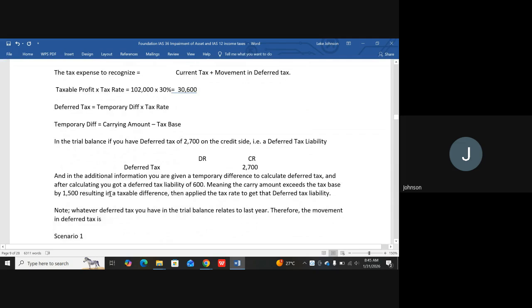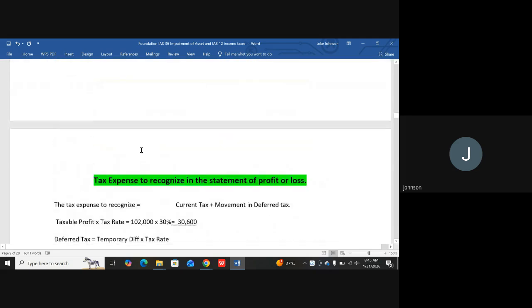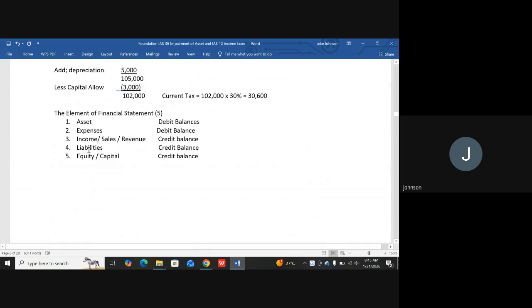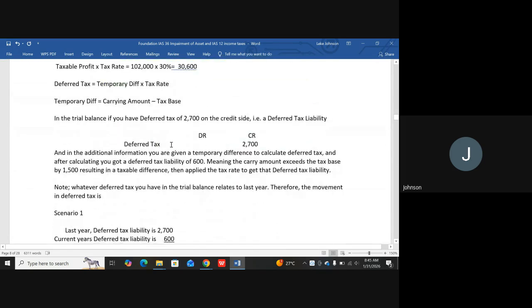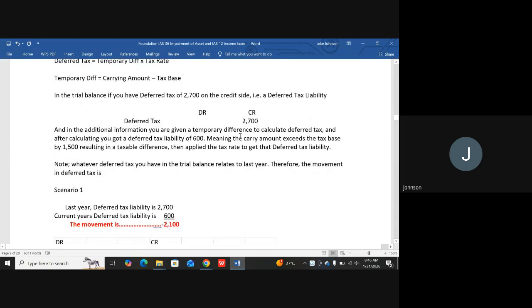So this is deferred tax. Deferred tax, whenever it's on the credit side, is representing a liability, because a liability always has a credit balance. So we are saying that in the trial balance, if you have a deferred tax of 22,700 on the credit side, that is a deferred tax liability. Okay, so in your trial balance, that is what you have, right?